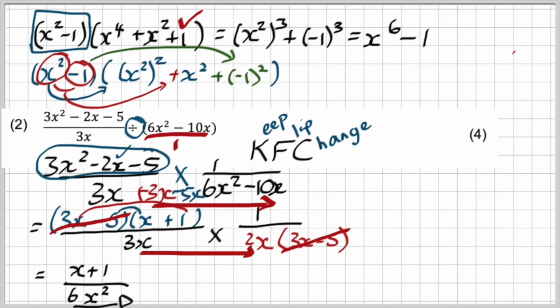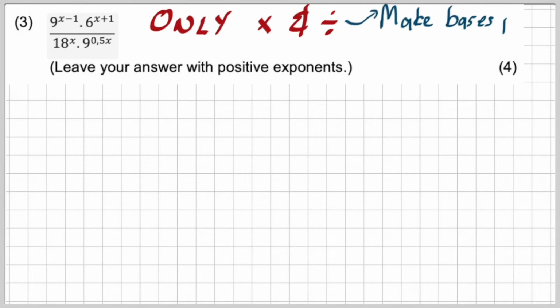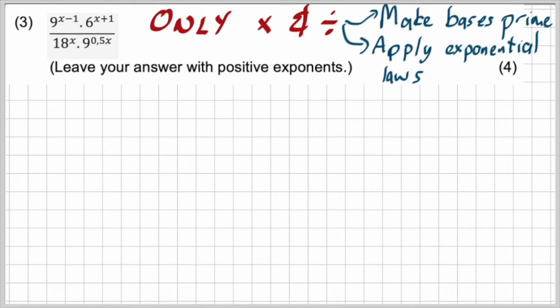Okay? Now let's quickly look at the next question, A3. Now we're sitting with an exponential sum, where there are only multiplications and divisions. So before I do anything, let me get a game plan going. What is my game plan? I'm going to make the bases equal, specifically prime numbers, and then I'm going to apply the exponential laws. Okay? So that is how I'm going to work with multiplication and division.